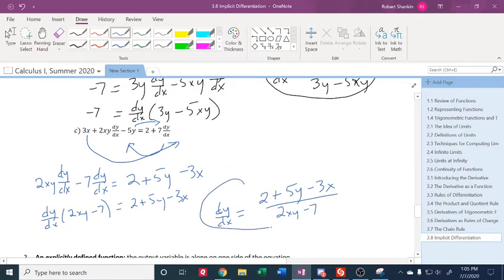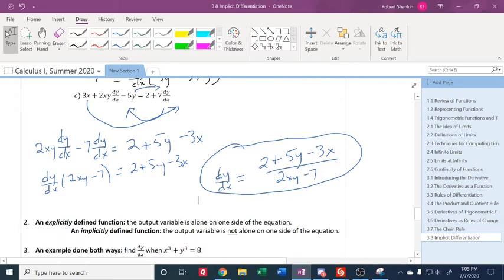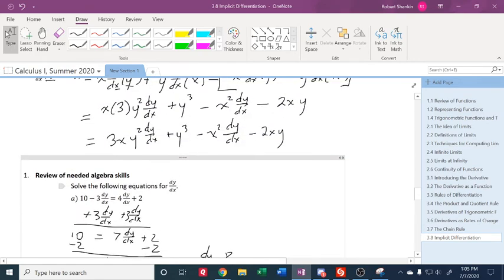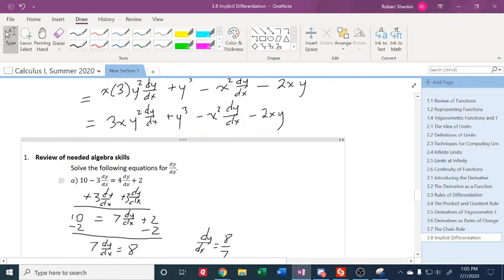Okay, so I am familiar with another technique now that we'll be using here, which is how to isolate dy dx.